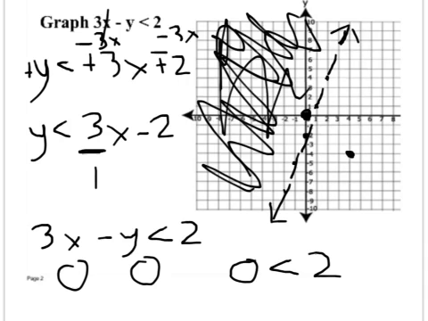Any questions? The reason why it's a dashed line is because the line is not included. It has to be strictly less than the line, so a point on that line will not be true.